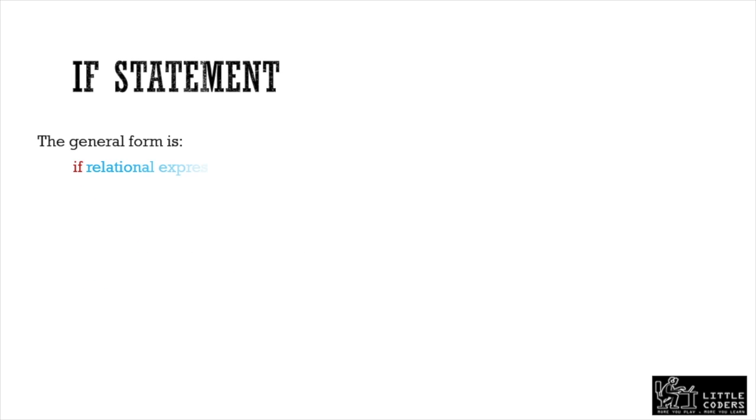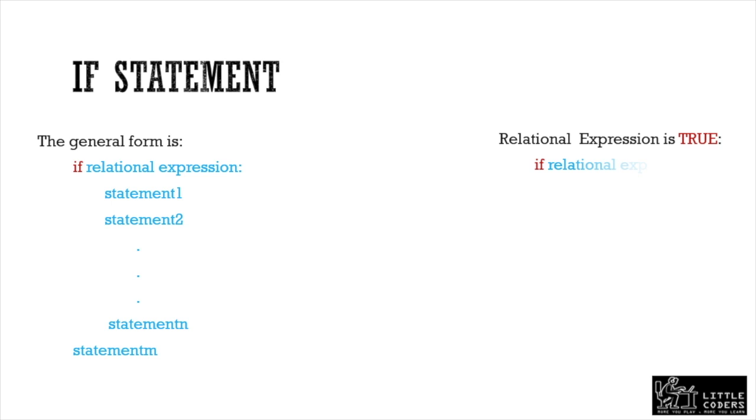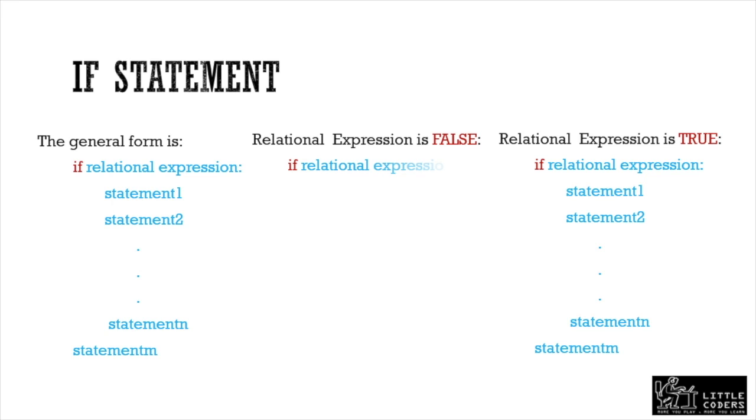Now, the general form of an if statement is if followed by a relational expression, and then you should have a colon symbol. So the double dot has to be there, colon should be there. Then based on that, it will do statement 1, statement 2, up to statement n. Or if the relational expression is false, it will do statement m straight away. Now, if the relational expression is true, it will execute statement 1 to statement n and then come to statement m. If the relational expression is false, it will straight away come to statement m.